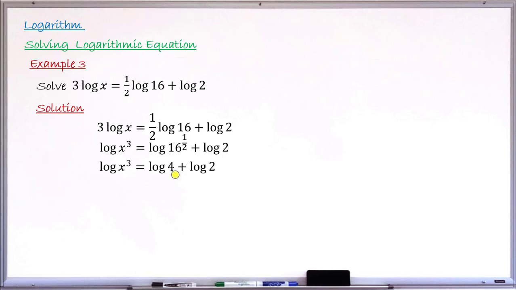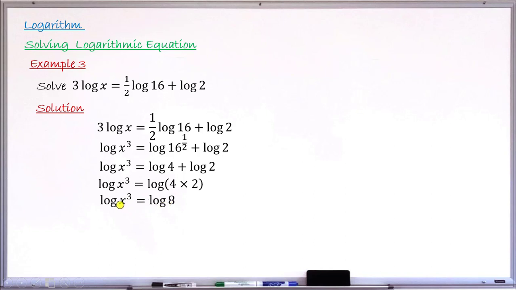So you continue. You now apply the law of logarithm on the right hand side: log 4 plus log 2. That gives you log of bracket 4 multiplied by 2. So 4 multiplied by 2 gives you 8. So you have log of x raised to 3 equals log of 8.